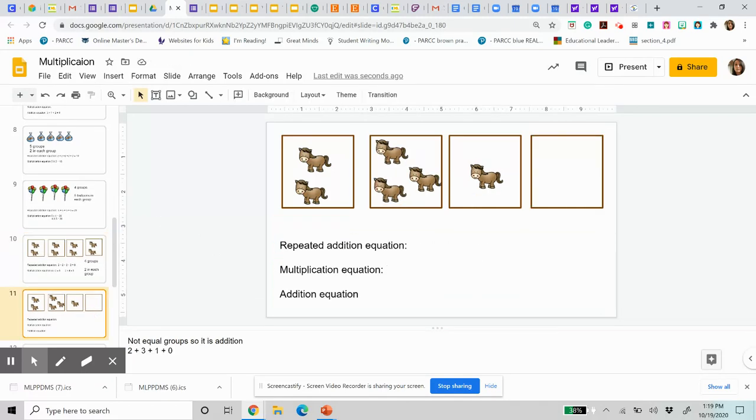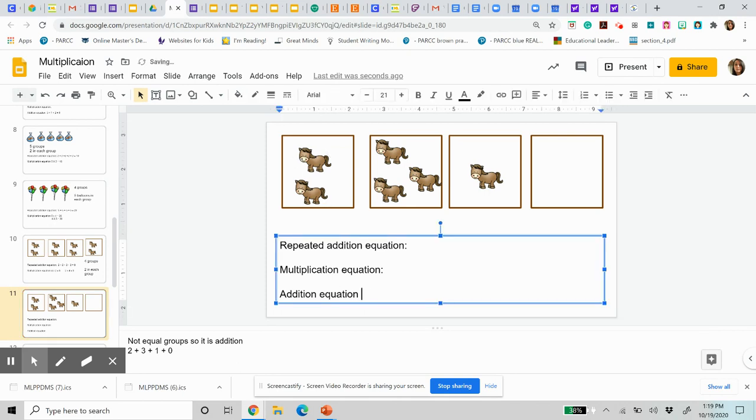All right? So let's look at this. Okay, I see I have 4 groups. Uh-oh. I'm noticing something quick. I don't have equal groups. These don't look equal to me, right? So if I write my sentence, I would have to write 2 plus 3 plus 1. And if I wanted to add that last group here, I could add plus 0 because there's no horses in that one, right?